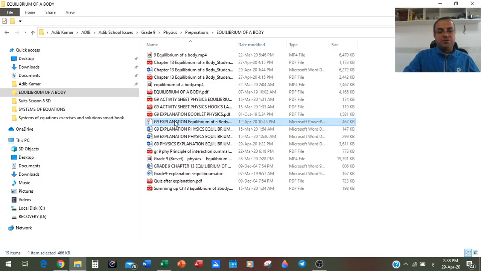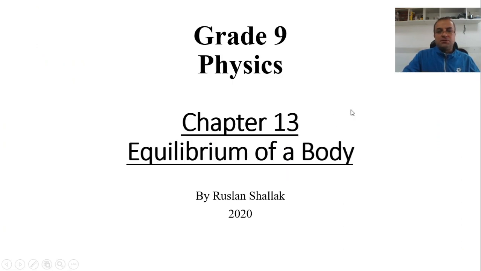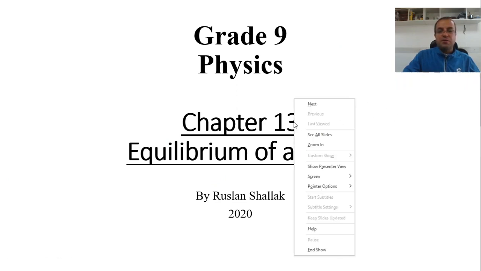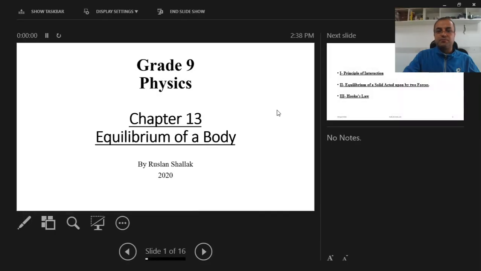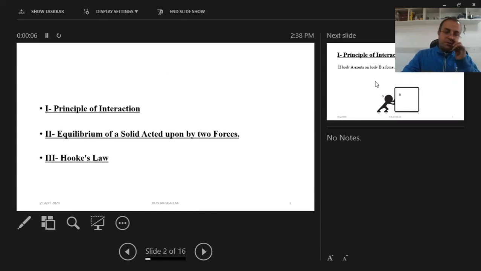In this video, we're going to start with the explanation of equilibrium of a body, which is chapter 13 in the last unit of physics. In this chapter, we have three main objectives we are going to talk about. The first one is the principle of interaction. The second one is equilibrium of a solid acted upon by two forces, and the third one is Hooke's law.